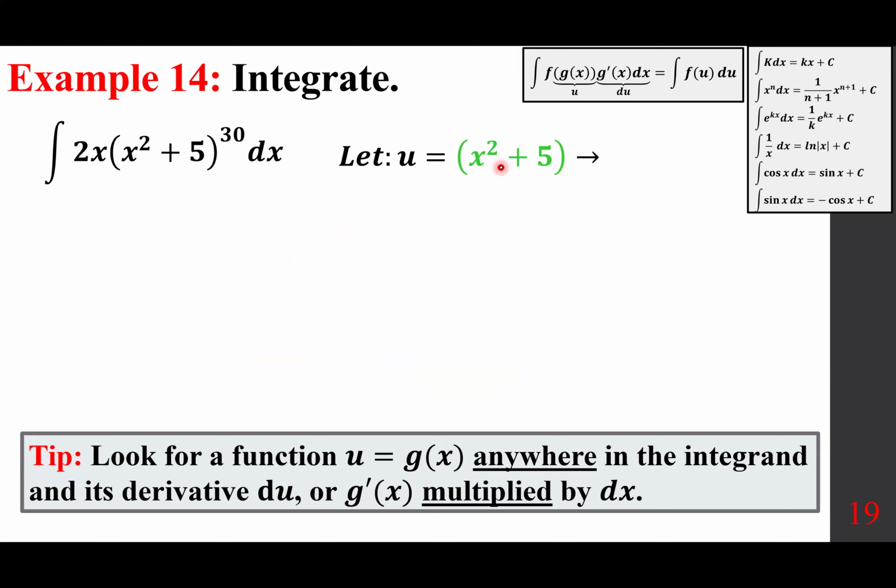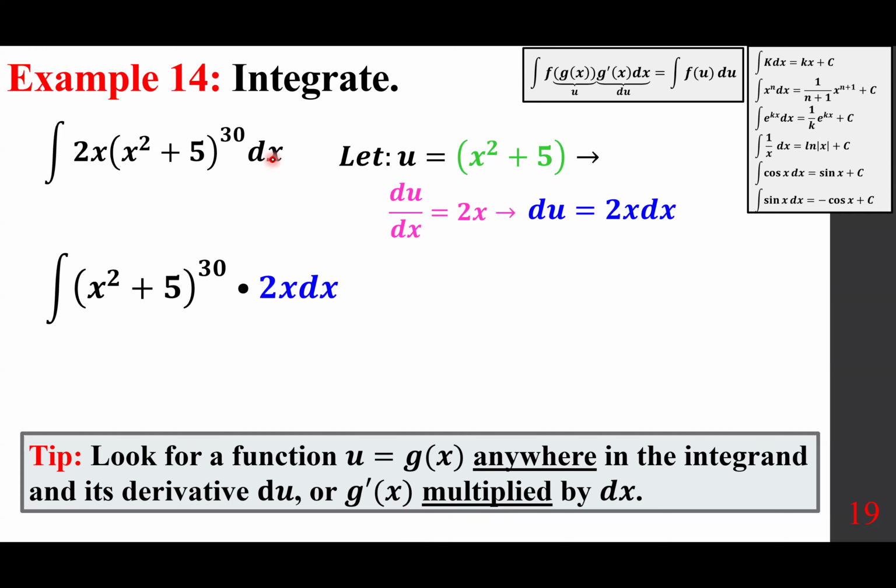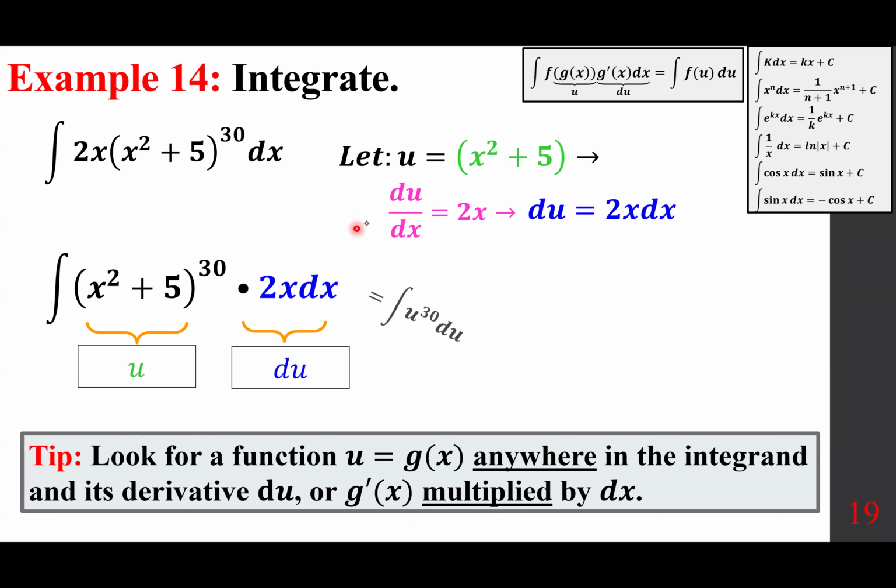If I differentiate this, I get 2x. That means du/dx is 2x, and that means du is 2x dx. To become clear what we are dealing with, we are going to move things around. By moving 2x next to dx, it becomes clear that this is u. This is du. And therefore, we are dealing with u to the power of 30 du.